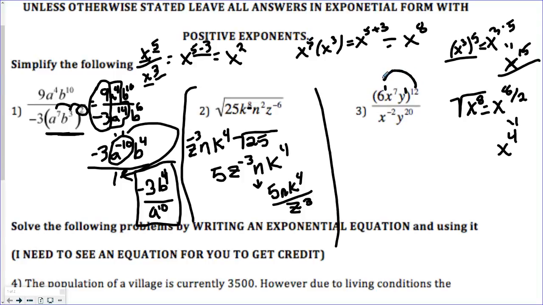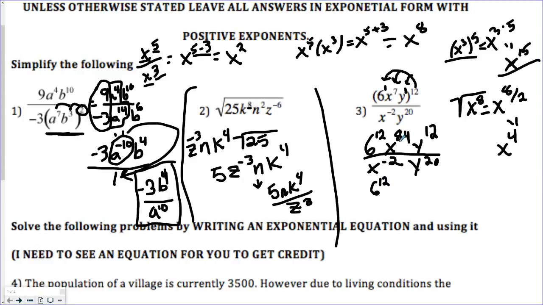So 12 times 1 would give me 6 to the 12th. 12 times 7 would give me x to the 84. And then 12 times 1 again will give me y to the 12th. And then on bottom, you have what you have. So x to the negative second and y to the 20th. And then now we go about our division. So there's nothing to divide with the 6 to the 12th. There's no number down here to divide with the 6. So I'm going to keep it as 6 to the 12th.